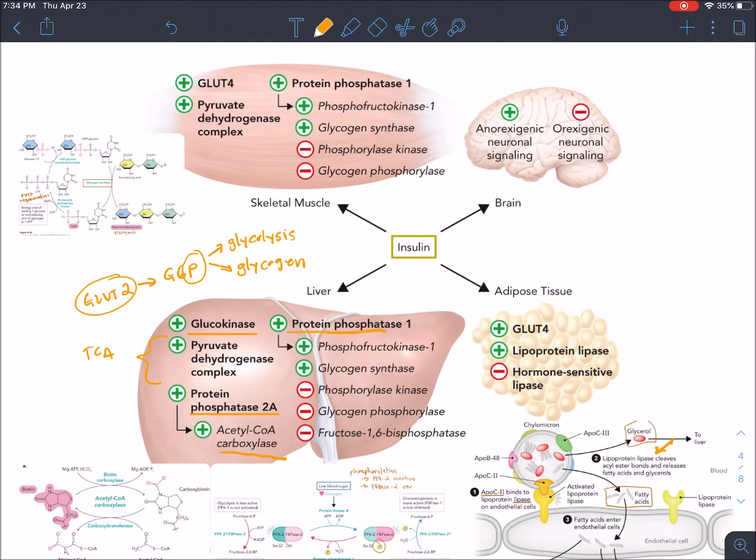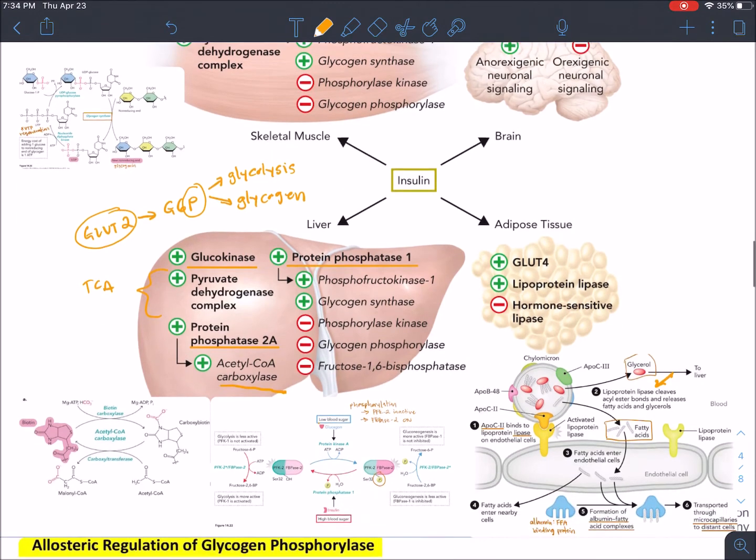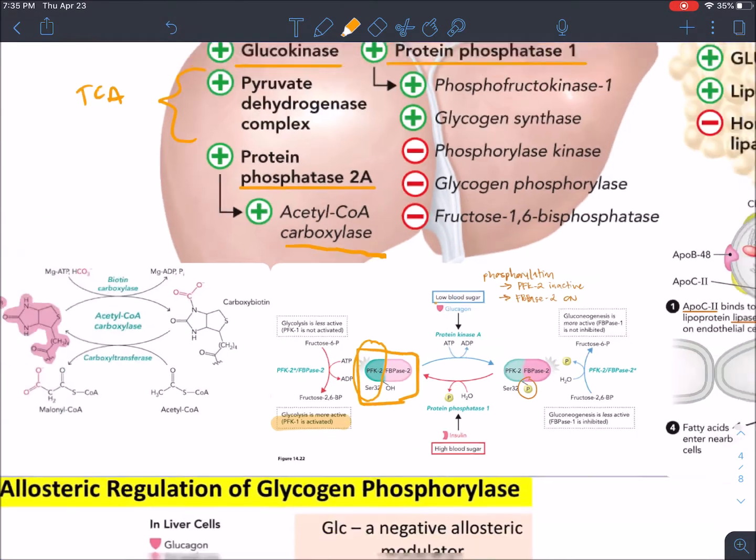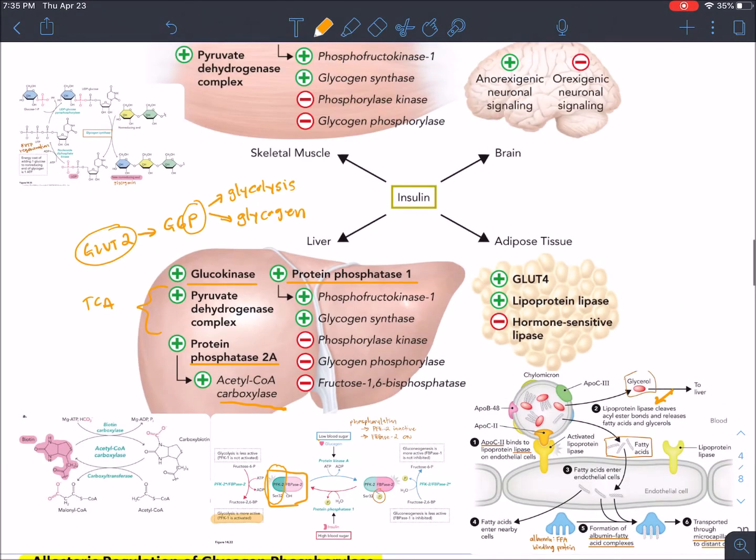Insulin also activates protein phosphatase 1, indicated right here, which dephosphorylates the regulatory enzyme PFK2-FBPase2, indicated right here in the photo I added. So the dephosphorylation of this enzyme activates this portion of the enzyme, and activation of PFK2 downstream affects PFK1. So that is seen right here. Phosphofructokinase 1 becomes activated, meaning the flux through the glycolytic pathway increases.